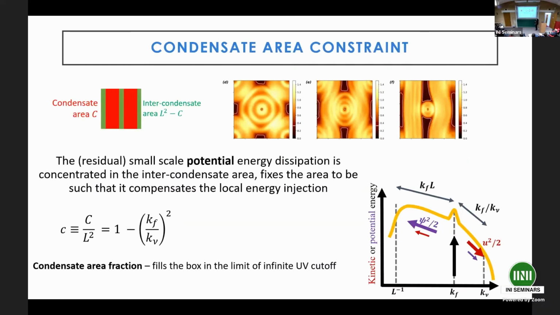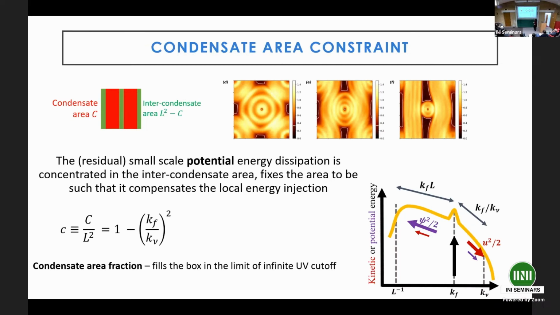Put in other words, to summarize, the residual small scale potential energy dissipation is concentrated in the intercondensate area, and that fixes the area to be such that it compensates the local energy injection. I always have some small scale dissipation of my potential energy, because my direct cascade is finite, whenever I have a finite UV cutoff. That part of the energy that dissipates at small scales cannot be dissipated inside the condensate, it can only be dissipated outside of it. And outside of it, it is the only source of potential energy dissipation. So that sets the size of that area.